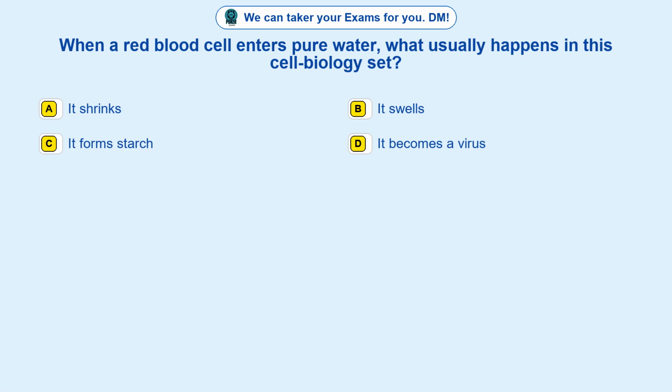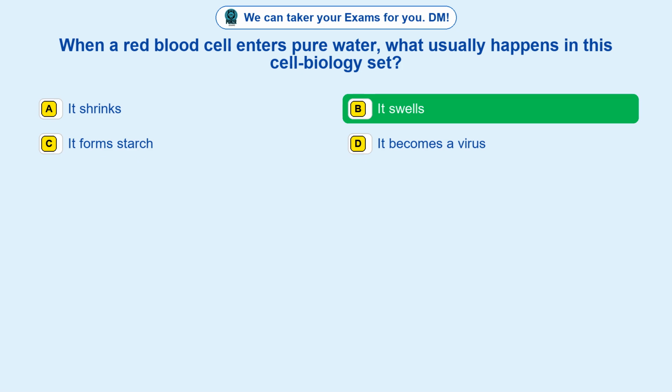Question 8. When a red blood cell enters pure water, what usually happens in this cell biology set? Option A, it shrinks. Option B, it swells. Option C, it forms starch. Option D, it becomes a virus. The correct answer is option B.